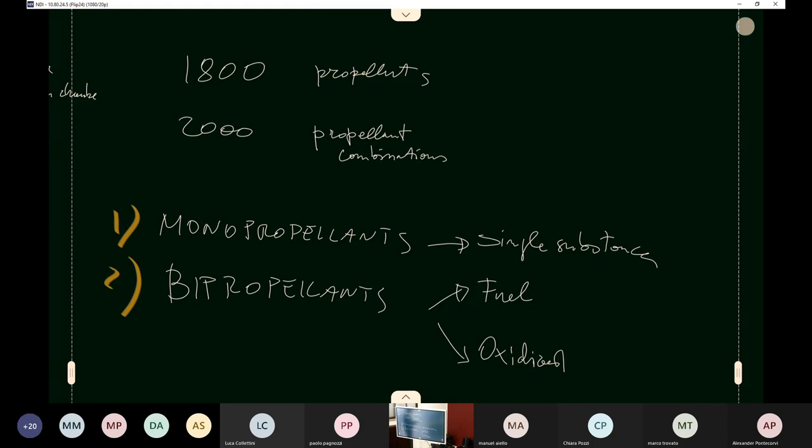Another important classification for liquids is relevant to the storage conditions. Liquid phase. Simple. But we are not happy in saying that we need something which is liquid, because we know that something can be liquid in given ambient conditions, and can be gaseous or solid in different ambient conditions. Let's take water. Of course, in these conditions it's liquid, but at low temperature it will become solid, at high temperature it will become gas. And this is true for all substances, obviously. And so we have to define what we intend with liquids in terms of propellants.